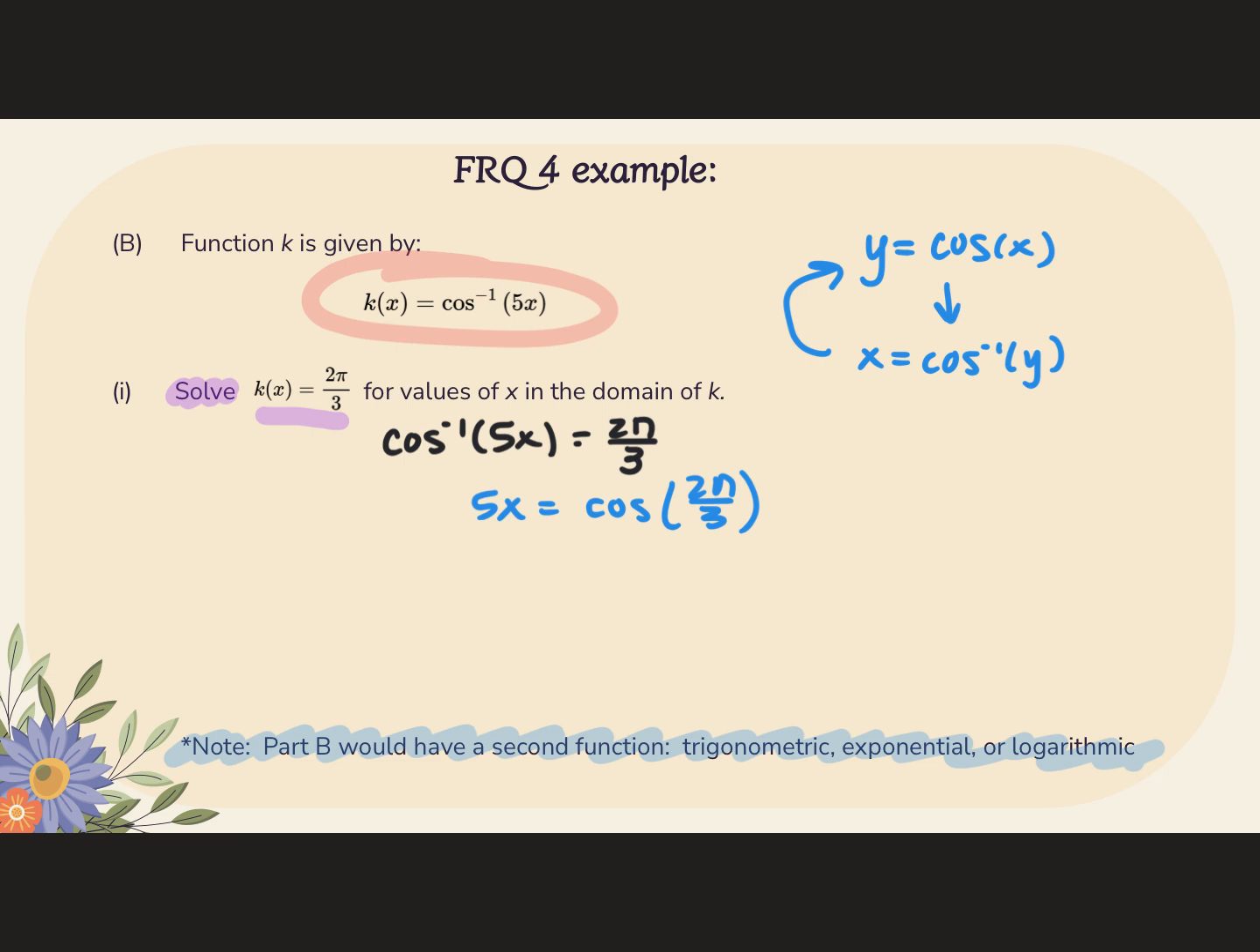This is where we're going to use our knowledge of the unit circle to simplify that right-hand side. Cosine of 2 pi over 3 is negative 1/2. It can be helpful to sketch out that unit circle with that angle 2 pi over 3 just to double check those values, especially whether that's negative or positive. We're almost done here. To solve for x, we're going to multiply both sides by 1/5, or you could think of it as dividing by 5. Here we get a final solution of negative 1/10.